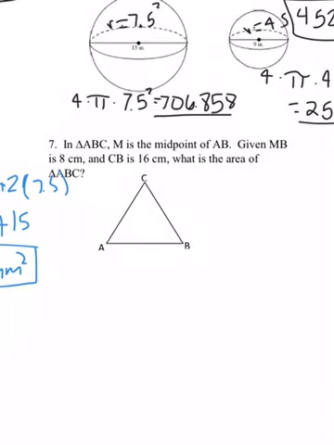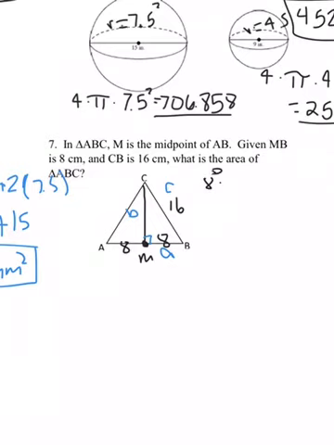And number 7, in triangle ABC, M is the midpoint of AB. Given MB is 8 centimeters and CB is 16, what is the area? So you draw M right there, and you know MB is 8, CB is 16, and then you need to find the height because you're doing area. Don't forget for the triangle, AM will also be 8, and that's going to be the base for the triangle. So to find the height, we would have to set up Pythagorean theorem. You have A, C, B. It is a special right triangle, but this isn't that difficult to figure out.